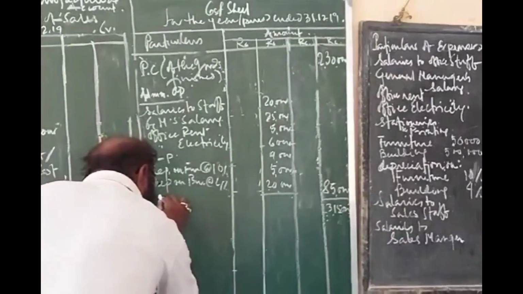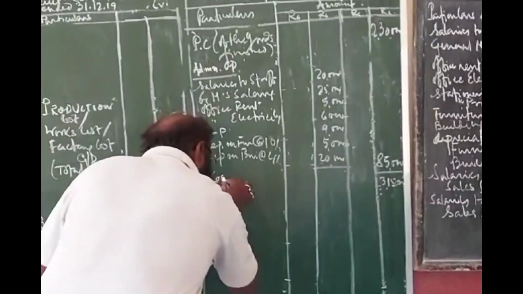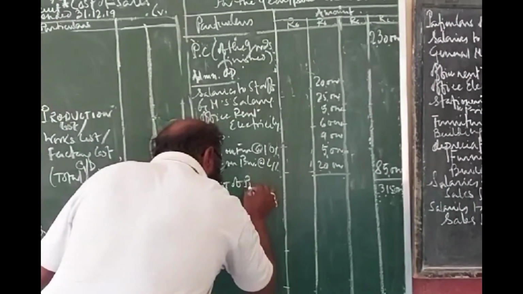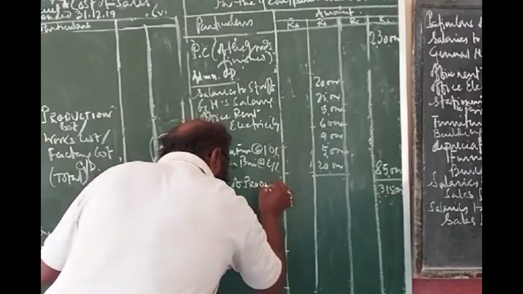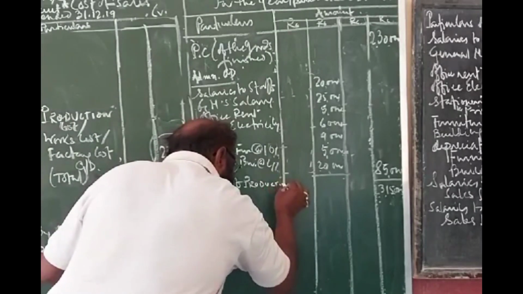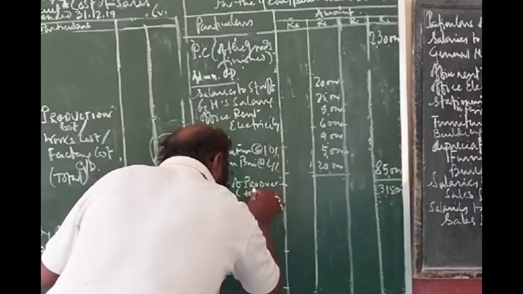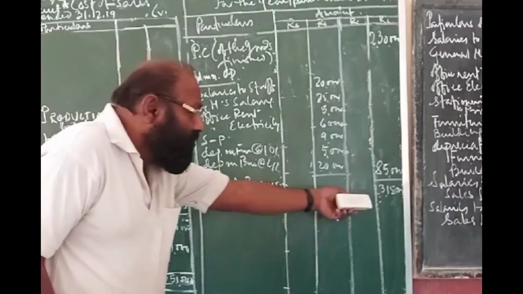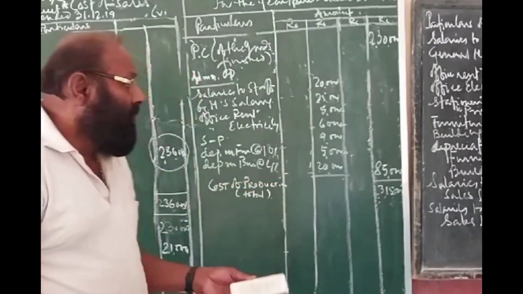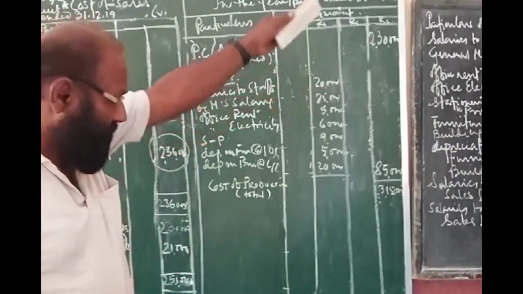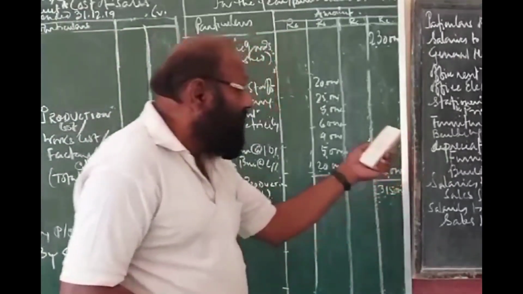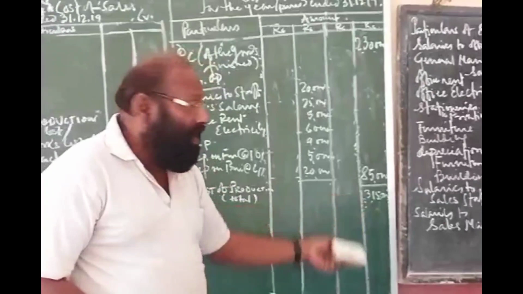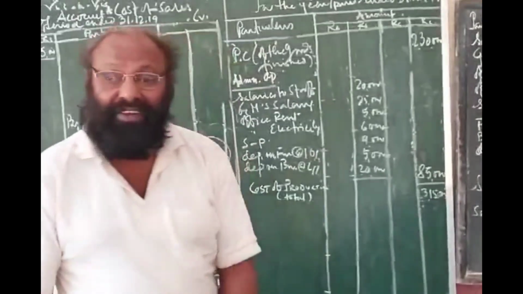So thus we have got what? Cost of production. Cost of production 2. Clear? So we have got the total cost of production. The cost of production as per the information supplied, it is 3,15,000. Clear?